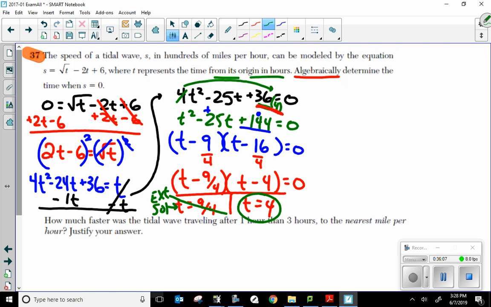All right? What that means is, any time you have a square root in an equation you solve for, you should check your answers. 4 works. 9/4 does not work. Okay, it never will work. All right, so that's an extraneous solution. It looks like it works, it just doesn't.